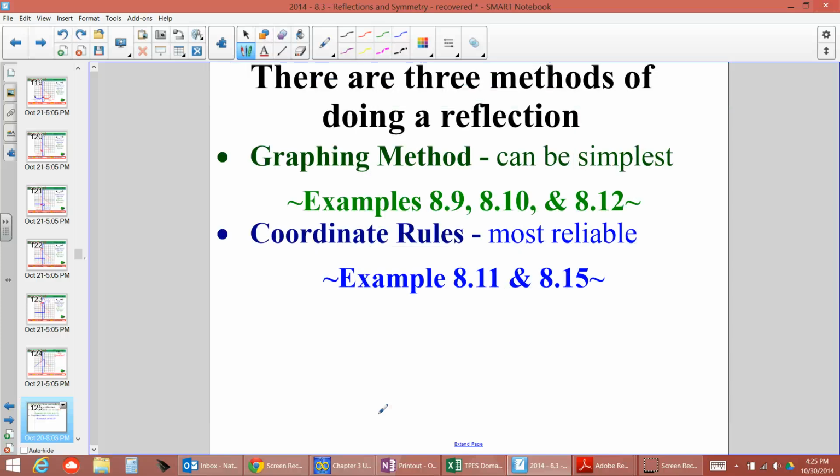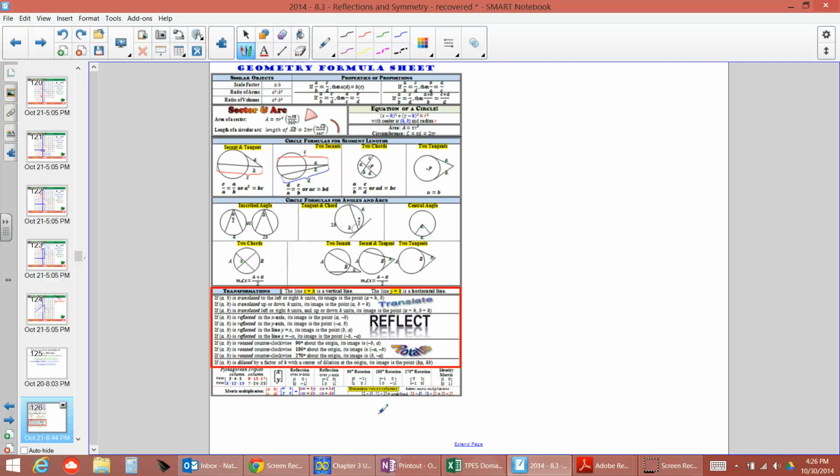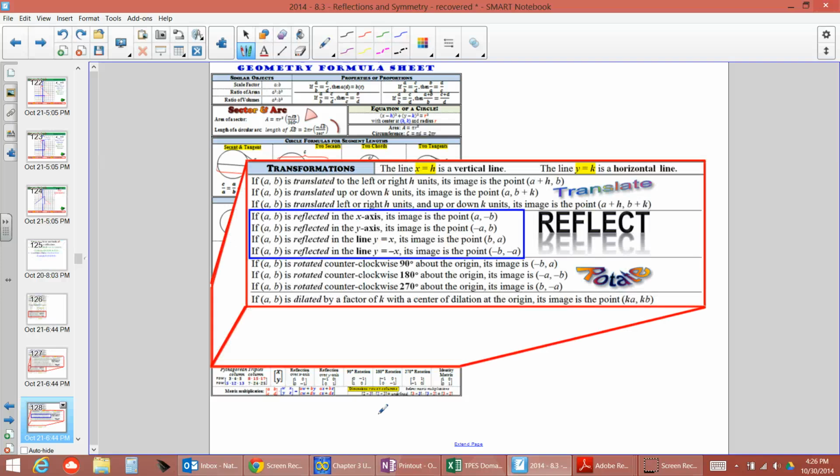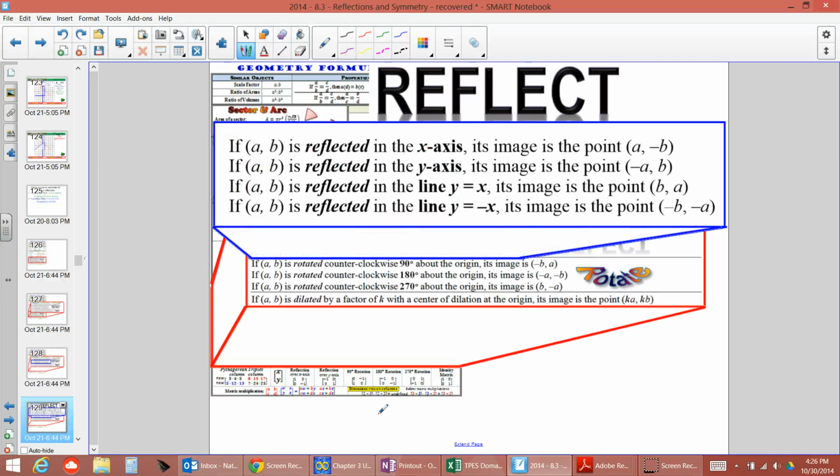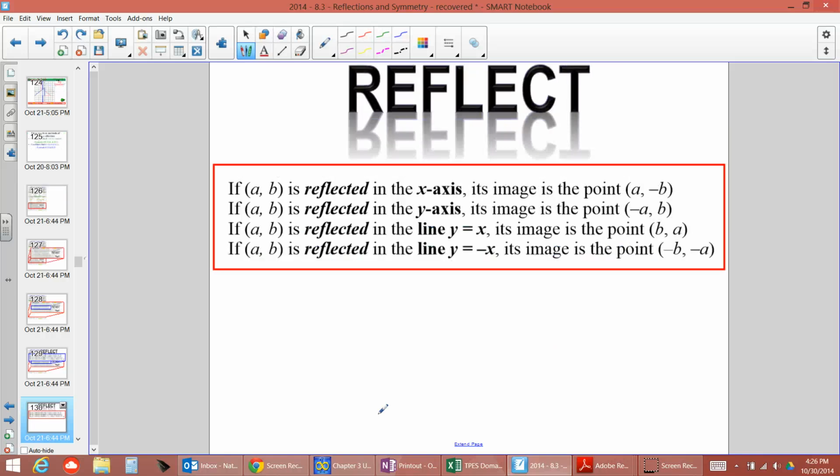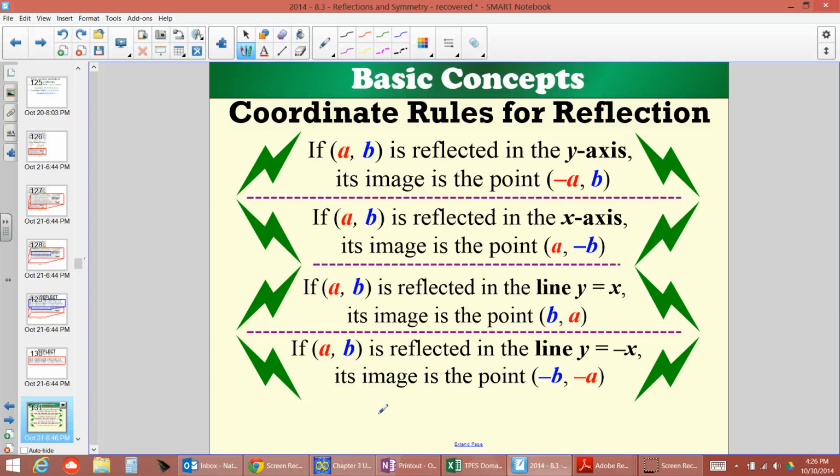So coordinate rule. This is the most reliable. It's most precise. The graphing method can also be really easy if you know what you're doing. They're all right here. Those are the rules that you need to use. They're going to be there for you on the test. So just know how to use them by doing your homework. Okay, there's your basic rules.